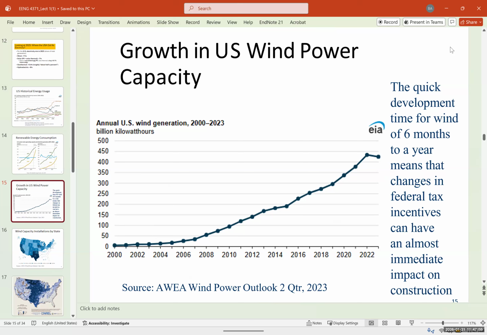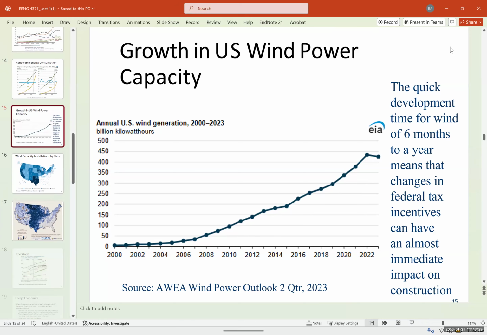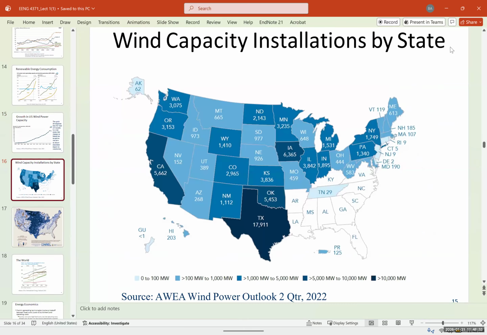And this is the growth in US wind power capacity. The development time is actually pretty short right now. They make it in factories. The only part is getting the required approvals, as you mentioned, for transportation and installation. That part is the time-consuming part. The production itself is actually very streamlined and easy right now.